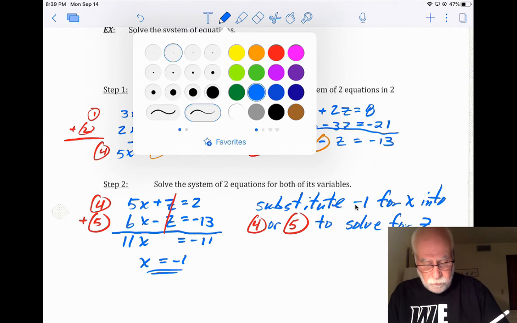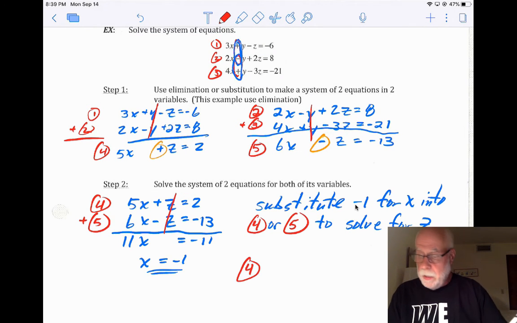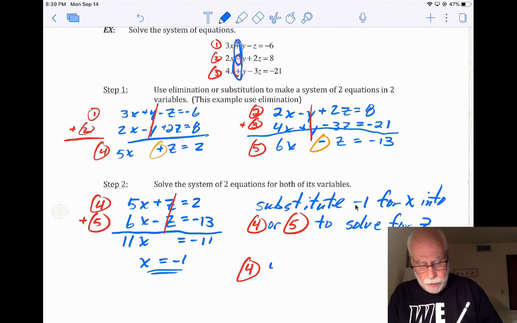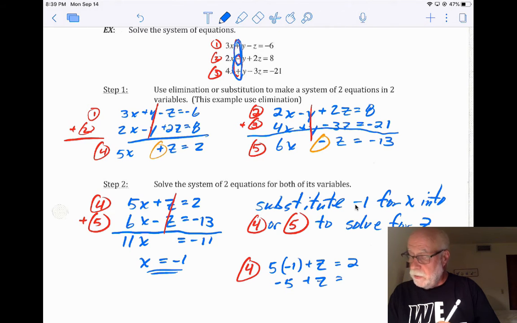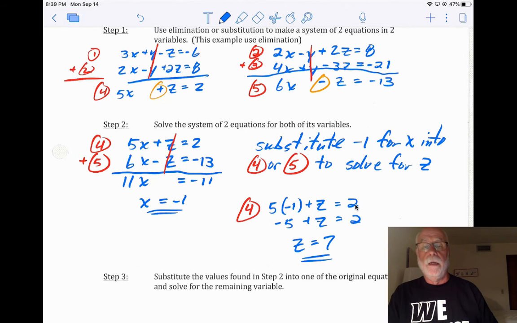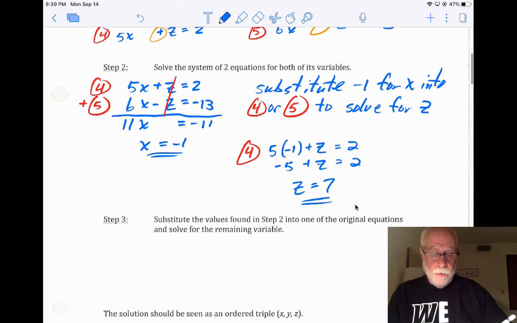Again, I chose 4. So remember, wherever I see x, I'm now replacing it with negative 1. So I'll have 5 times negative 1 plus z is equal to 2. I'll have negative 5 plus z is equal to 2. I'm going to add 5 to both sides, and that'll give me that z is equal to 7. All right, and then remember, again, I'm redoing this. I'm hoping you remember, because it is review.